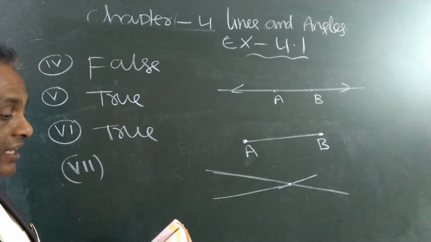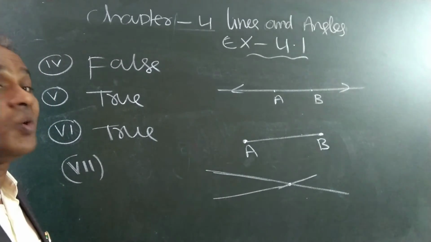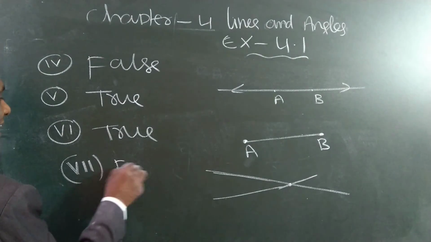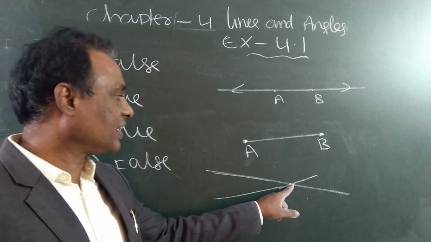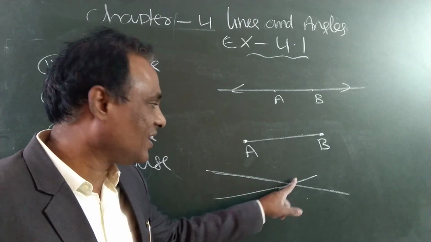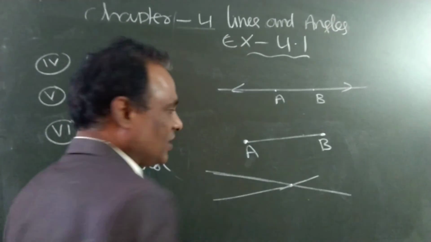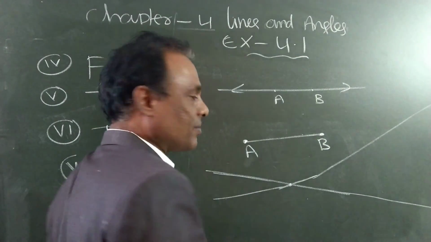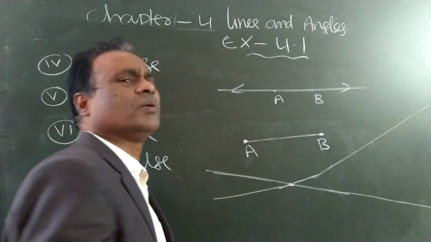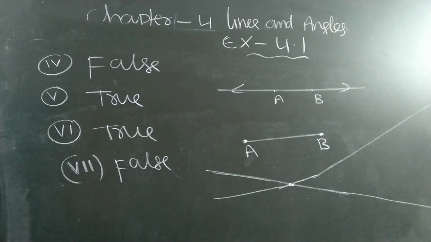See the statement: 2 lines may intersect in 2 points. False. Lines intersect at only 1 point. They will not meet again. They will go like this, and this will go like this. They won't meet again. They meet at only 1 point maximum. That's all, not more than that. So "2 lines may intersect at 2 points" is false.